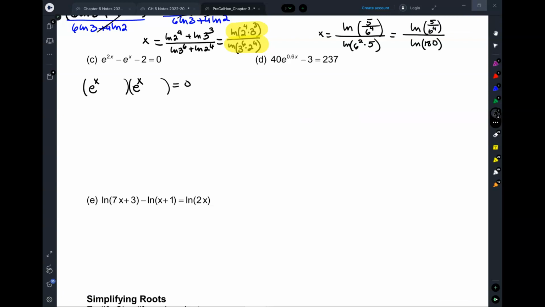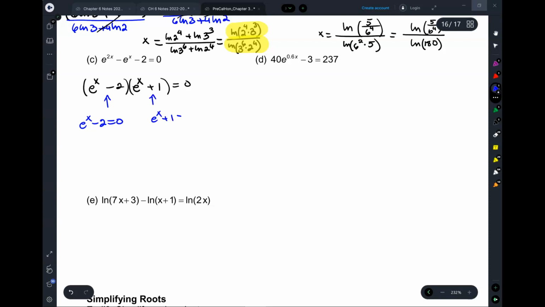And then this is going to be minus 2 plus 1. Now that you have two things that equal 0, I can take this one, set it equal to 0, and this one, set it equal to 0. So for the first one, e to the x equals 2. I need to take ln of both sides. X equals ln of 2, that's good enough.